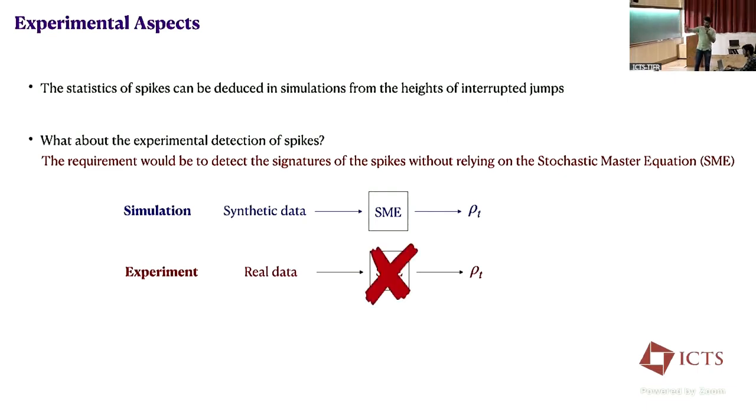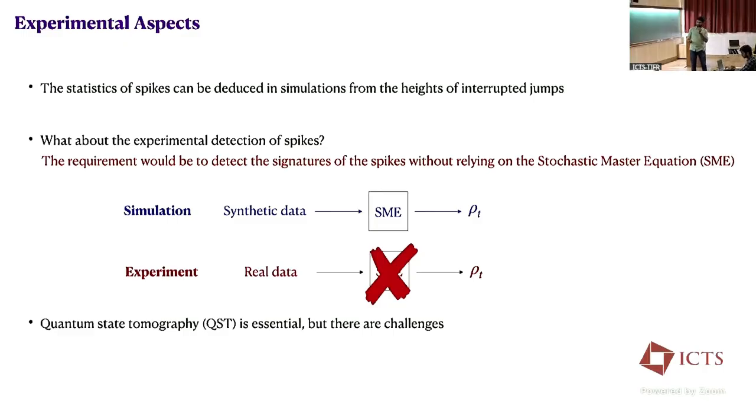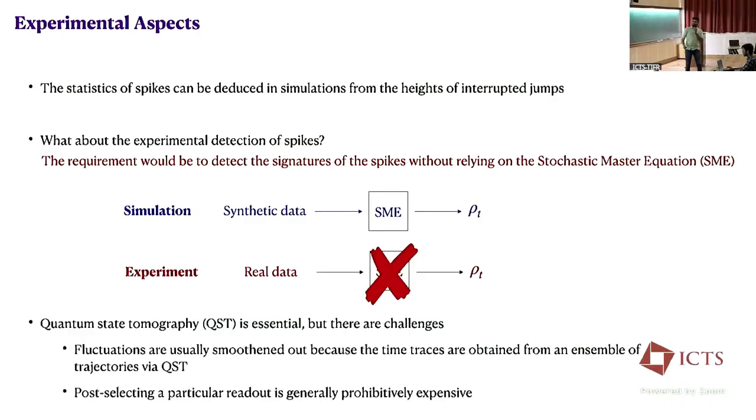So if we take this out of the equation and we just have the real data in an experiment, can we somehow reconstruct the statistics of spikes? To do that, you would need to leverage quantum state tomography, which is essentially looking at the real data that you have in your hand and trying to deduce what the state of the system, rho t, is at any given time t. But the challenge with quantum state tomography is that spikes, which are fluctuations, are usually smoothened out, because the time traces that you obtain are from an ensemble of trajectories, and that's where you use quantum state tomography. So they usually get smoothened out.